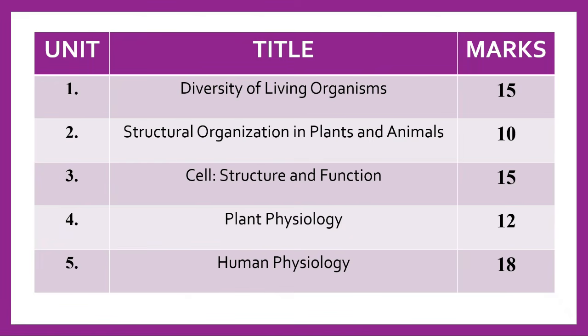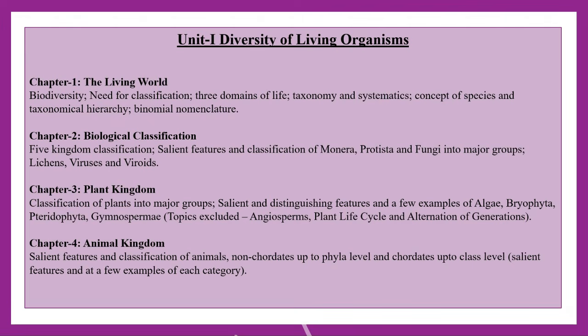In Class 11 Biology, there are a total of 5 units and here's how they are divided with respect to their marks. Unit 1, Diversity of living organisms. Unit 2, Structural organization in animals and plants. Unit 3, Cell structure and function. Unit 4, Plant physiology. And Unit 5, Human physiology.